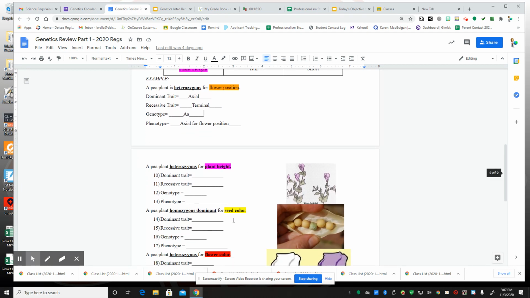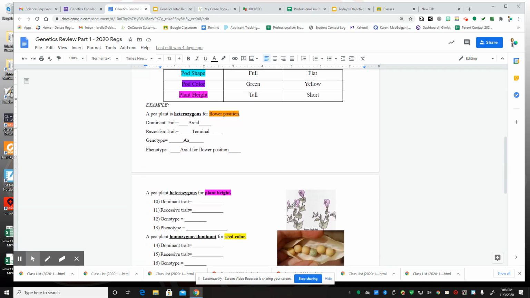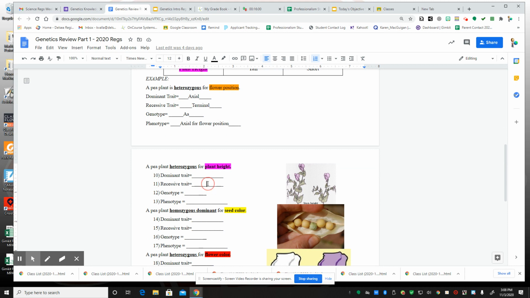It's going to be your responsibility to essentially go through each of these other questions and complete them. So you're going to start out with number 10. It says a pea plant is heterozygous for plant height. You're going to go up to where it says plant height and say, oh, okay, the dominant trait is tall, the recessive trait is short. So you would type in tall, and you would type in short.